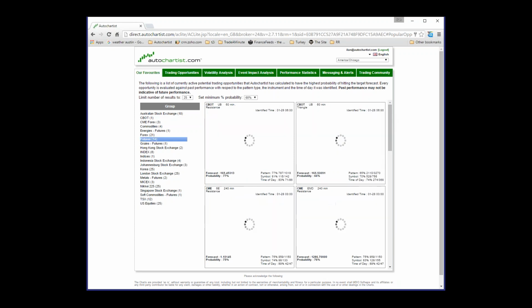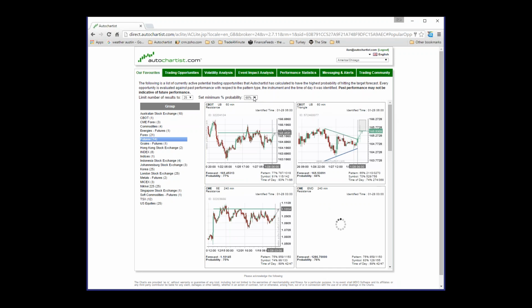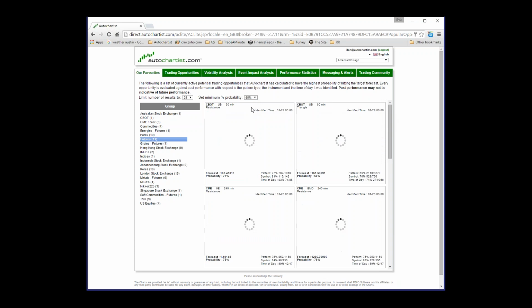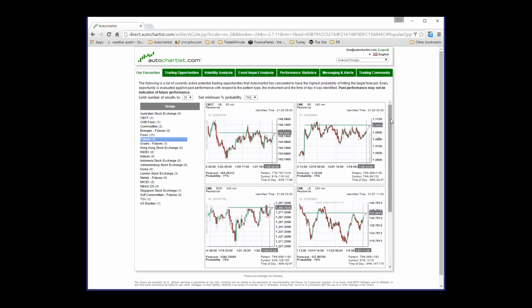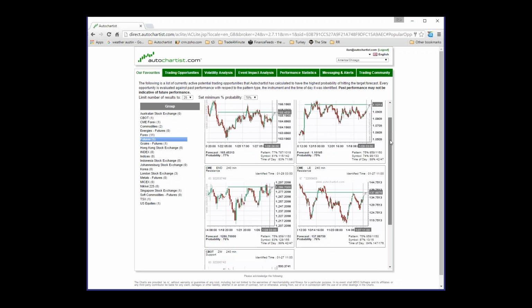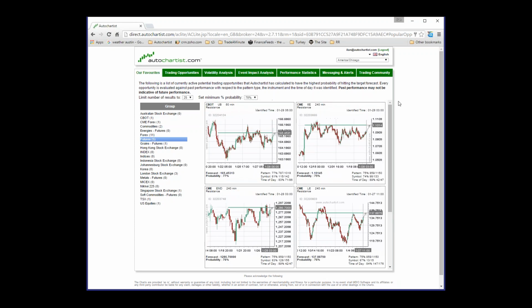If I'm a futures trader, what are the opportunities on the market for me right now? 60% or more, 65% or more, 70% or more. These are the opportunities I'm looking at right now. Again, past performance might not be indicative of future performance, but certainly these stats take into account the last 6 month rolling window of what has actually performed in the market.